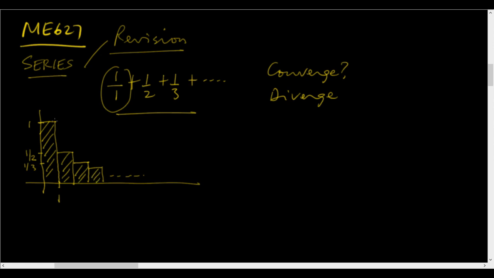What is this curve? This curve is 1 by x. So what is this curve? This curve is 1 by 1 plus x. The sum of the series is bigger than, let us say this is equal to S. S is bigger than the area under this curve.